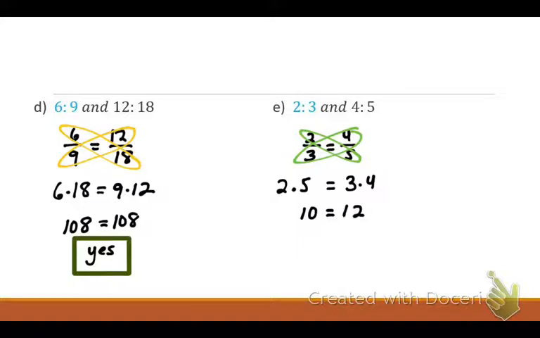All right, and does 10 equal 12? No, it does not. So guys, take your red pen and put a little line through it saying 10 does not equal 12, which means no, they are not a proportion because they are not equivalent to each other.